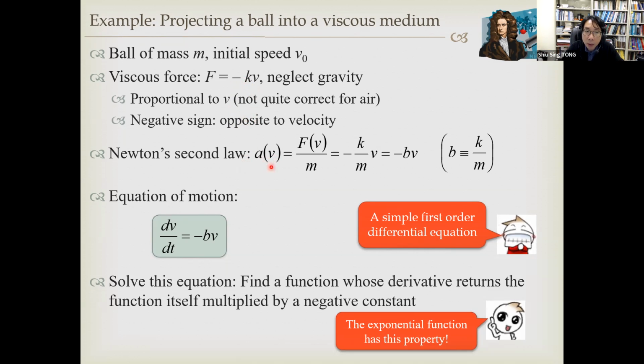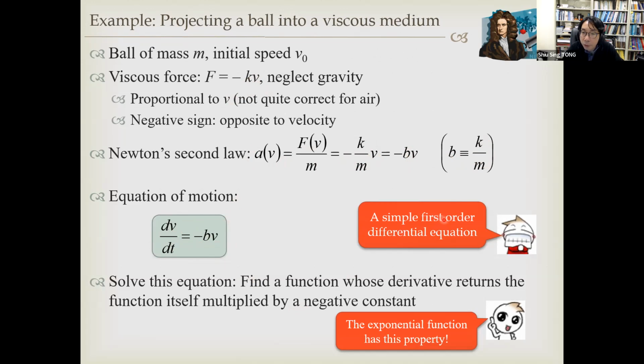By Newton's second law, I know that a is F over m. And from this equation, I have minus kv over m. For shorthand, I define b as k over m, just to write less. So acceleration is given by minus bv. So the equation of motion will be dv/dt equal to minus bv, right? a is dv/dt. So I now have set up the equation of motion.